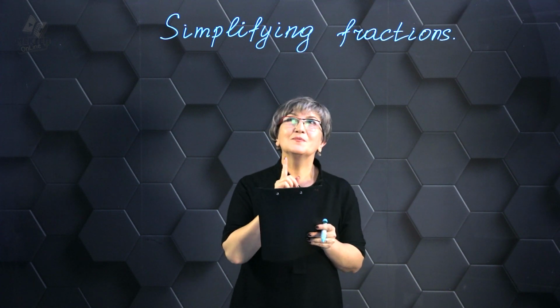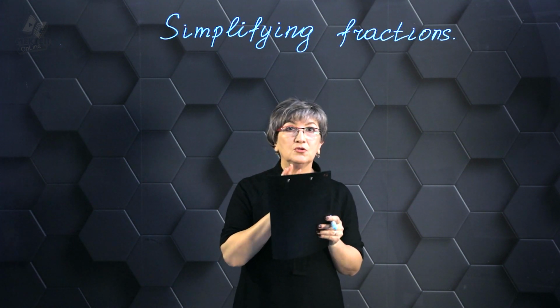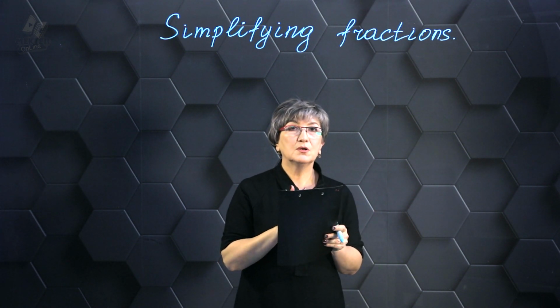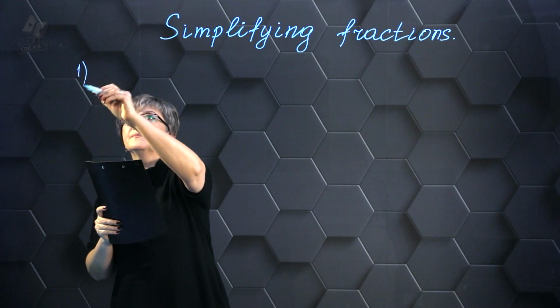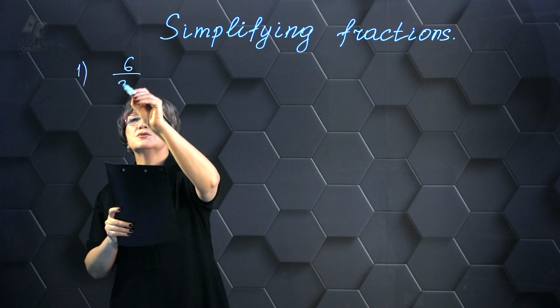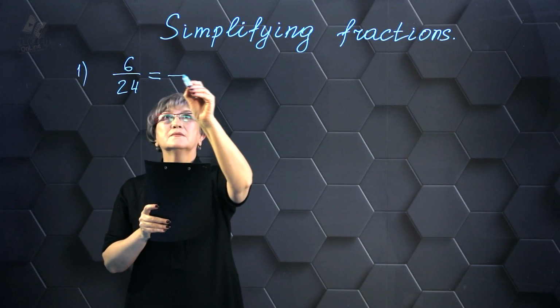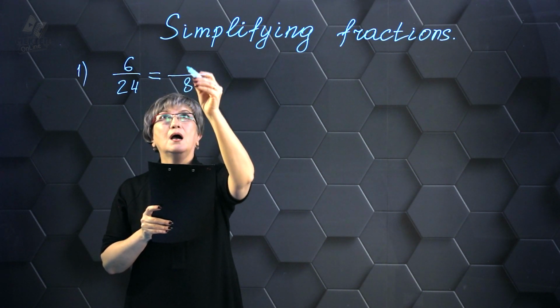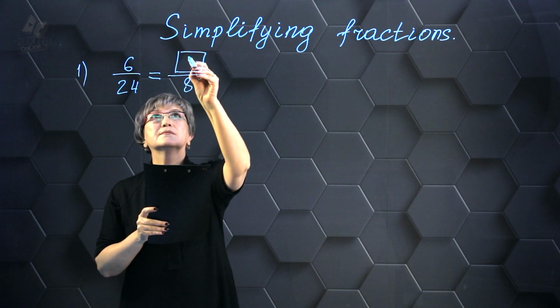Hello everyone. Today we will examine additional examples that deal with the reduction of fractions. But they look a little different. I will write down the first example and we will solve this example together. It has a similar appearance like this. 6/24 is equal to something over 8, and in the numerator there is such a blank.